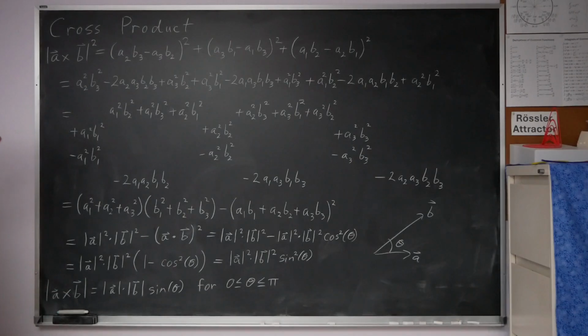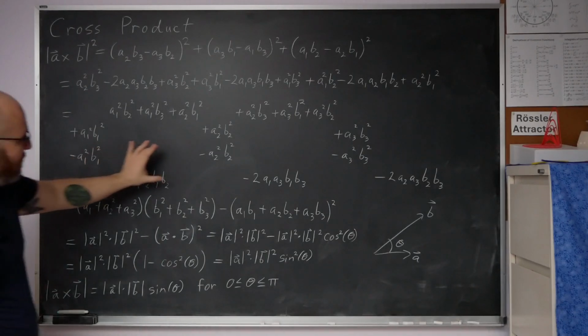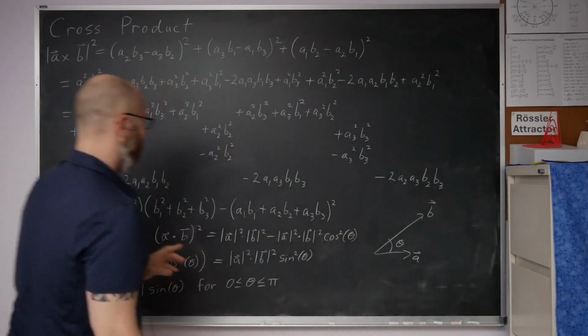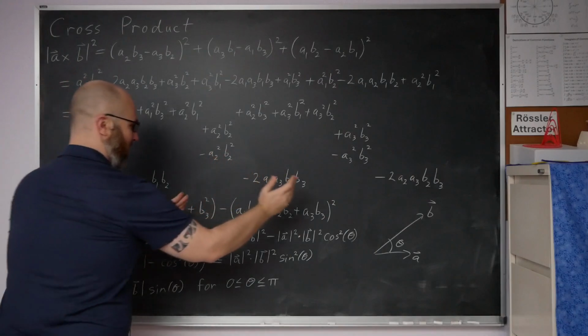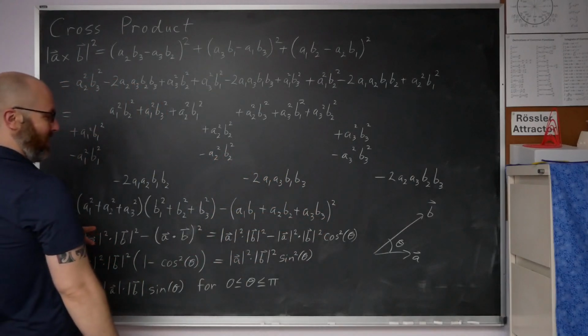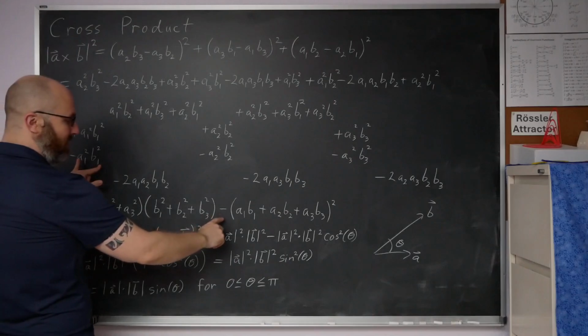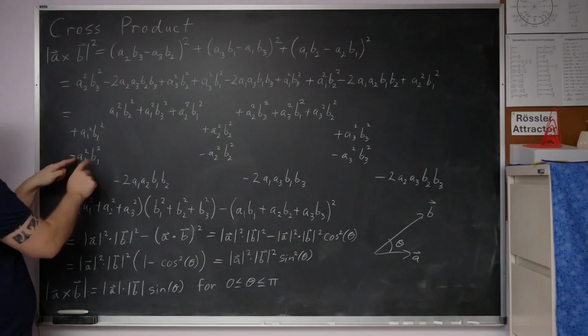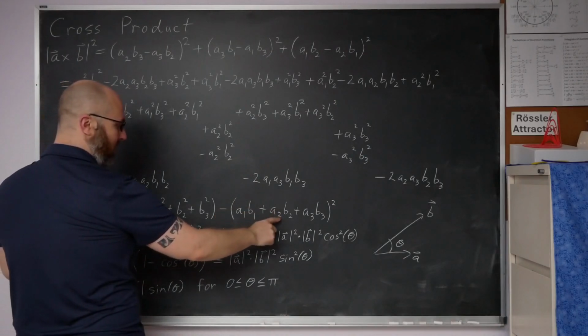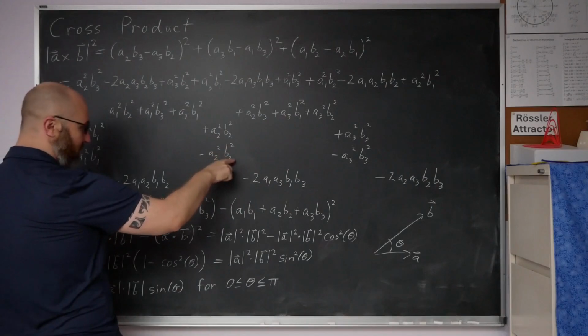Then next, I took the bottom two rows, and I was able to put that into this. So if I can do the squares, that's nice. It's a minus, so I have minus a1 squared b1 squared. Well, there's minus a1 squared b1 squared. And I've got minus a2 squared b2 squared. Well, there's minus a2 squared b2 squared.